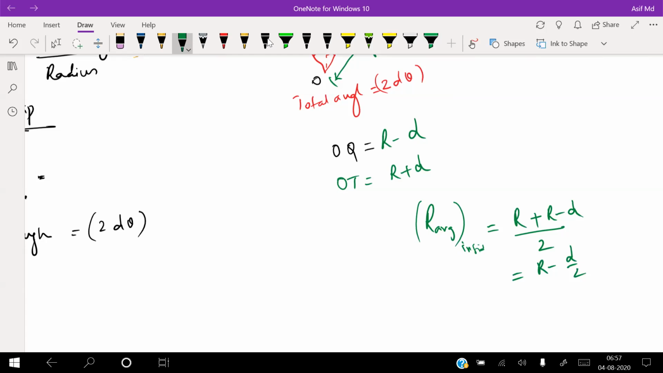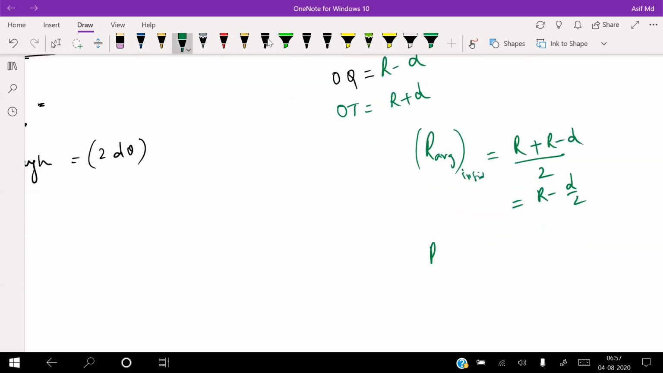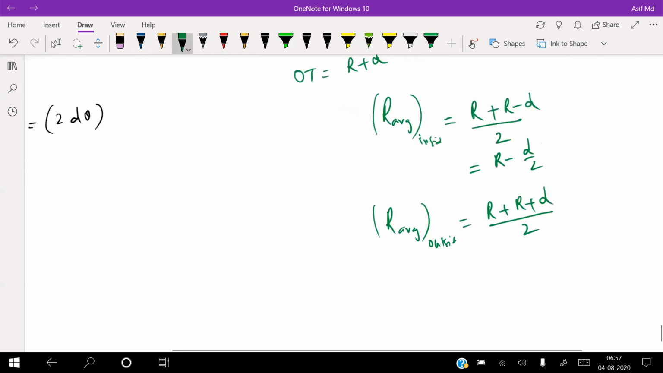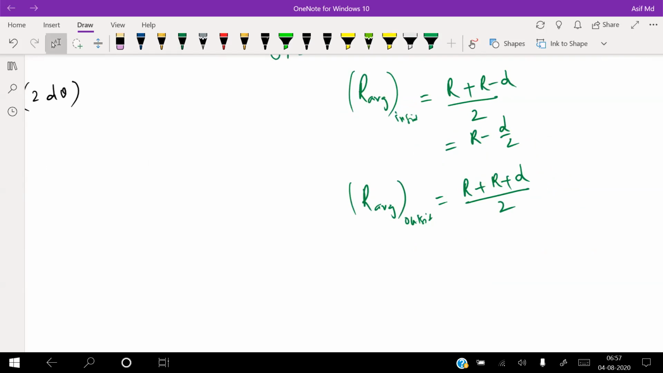In the same way, R average of outside is equal to R plus D divided by 2, because it is a combination of two now, not individual. So this will become R plus D by 2, because it is 2R plus D divided by 2, so the 2s cancel. So R average of outside is R plus D by 2.